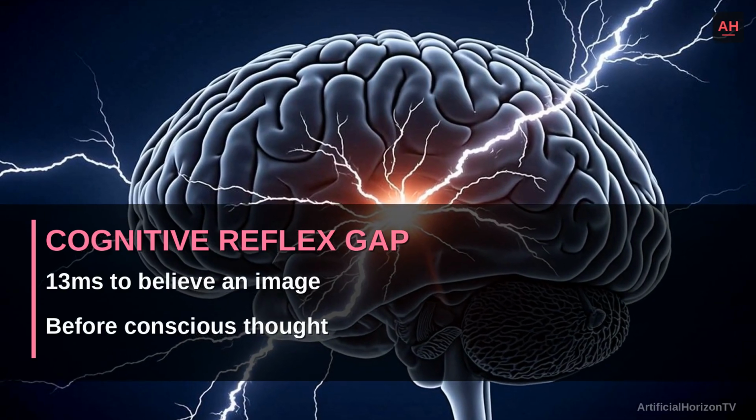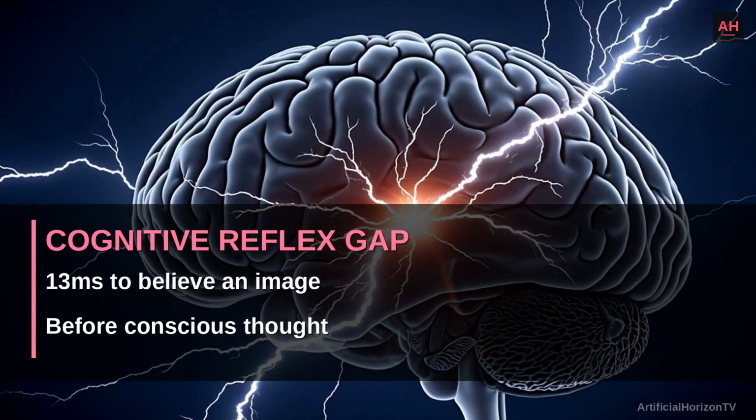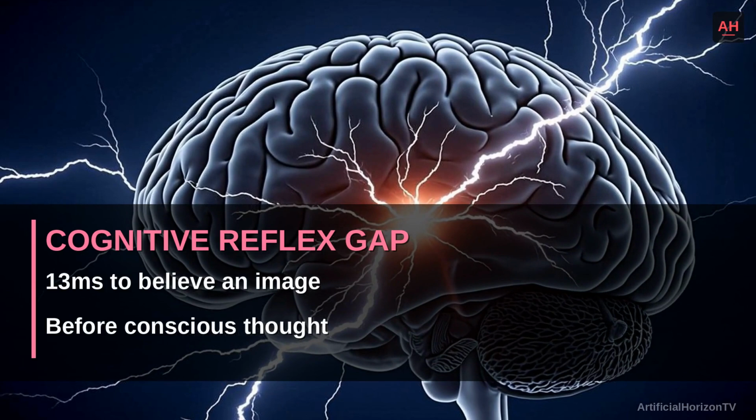First, understand the cognitive reflex gap. Our brains are hardwired to believe visual data instantly. We process images in 13 milliseconds. Before the conscious mind even engages, viral cycles exploit this split-second vulnerability. By the time you have finished reading a caption, your brain has already decided the image is real. That decision is almost impossible to undo.